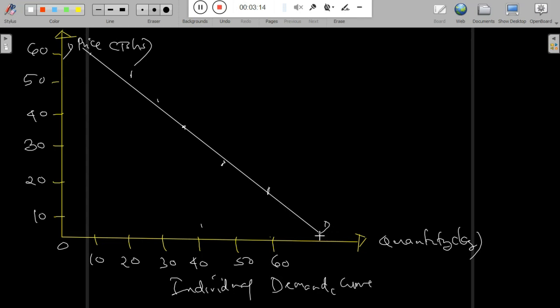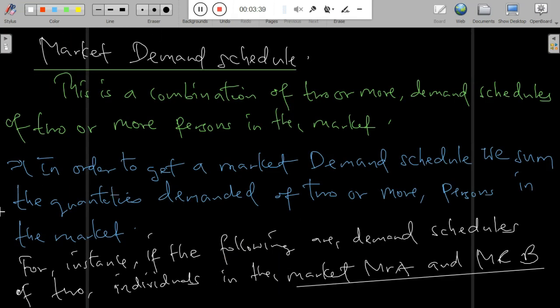Let's discuss the market demand schedule. The market demand schedule is a combination of two or more demand schedules of two or more persons in the market. When you combine two or more demand schedules, as I told you, a demand schedule is a schedule which shows the quantities of a commodity bought at various ranges or levels of prices. So in order to get a market demand schedule, we normally sum the demands of two or more persons in the market.